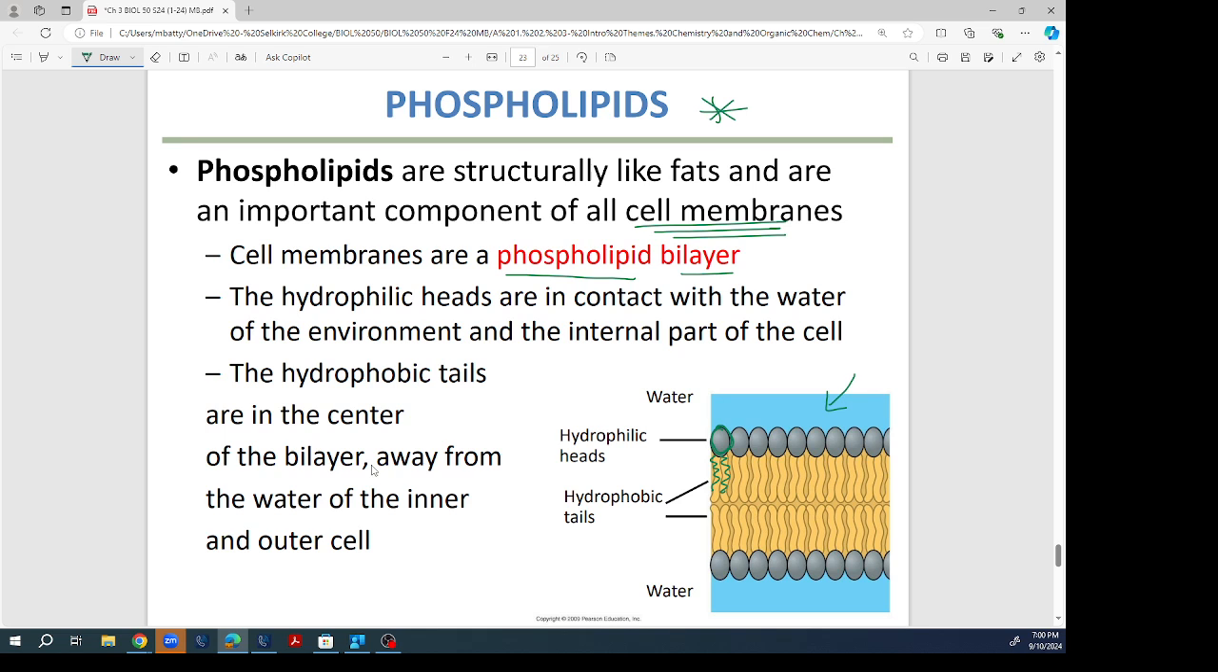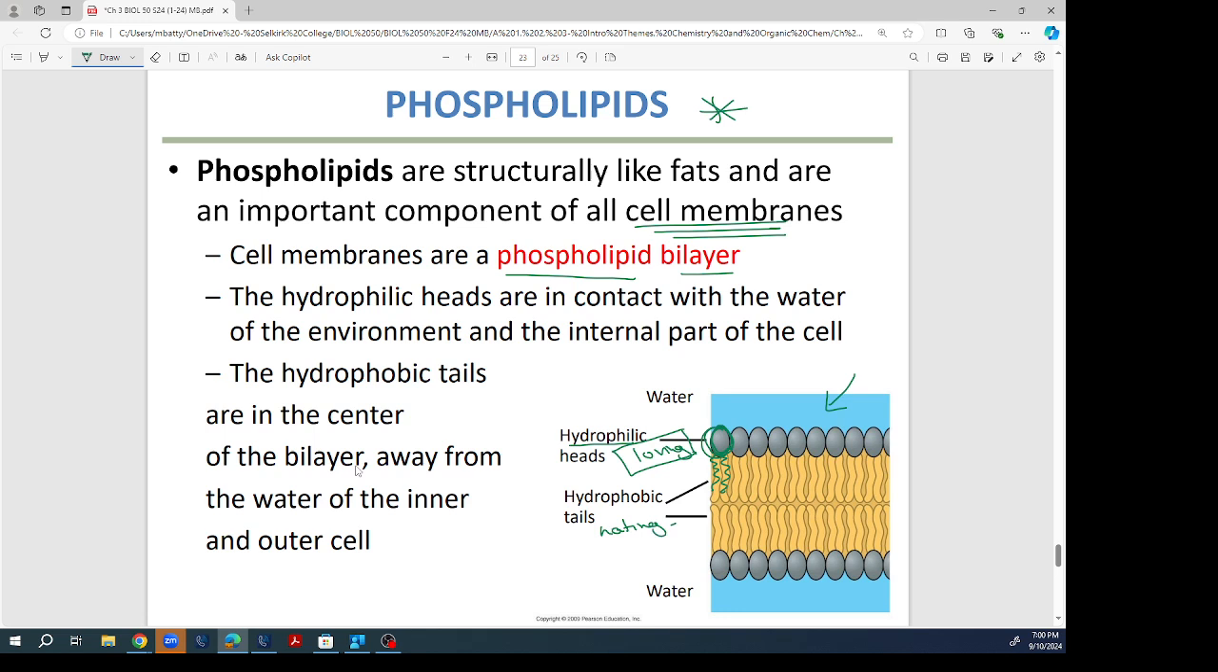The cool thing about a phospholipid, it's kind of like the fat molecules too. These heads are water loving. So the fancy word is hydrophilic, right? The tails are hydrophobic. They're kind of like those fatty acid tails where they're just hydrogens and carbons. They don't dissolve in water. So this is water hating.